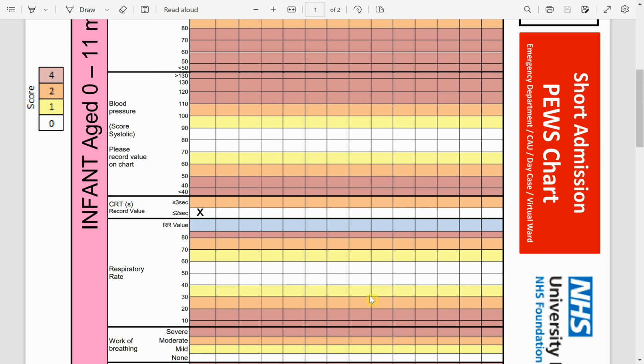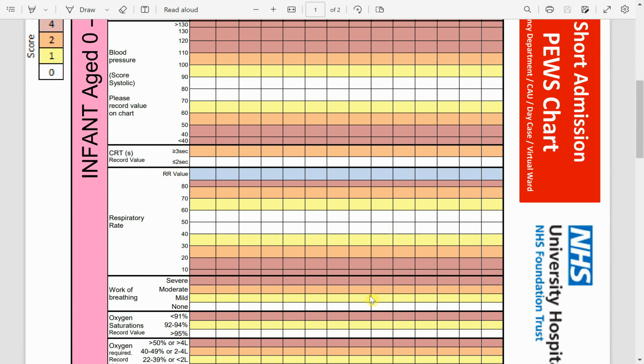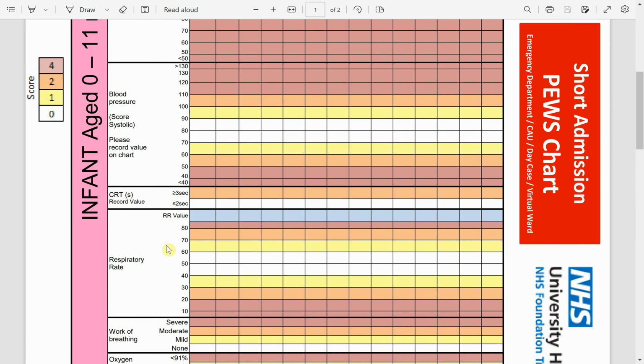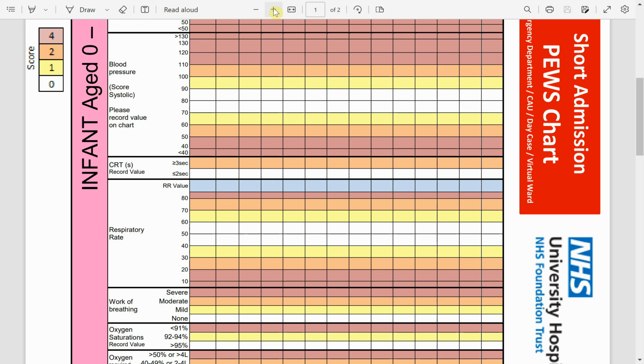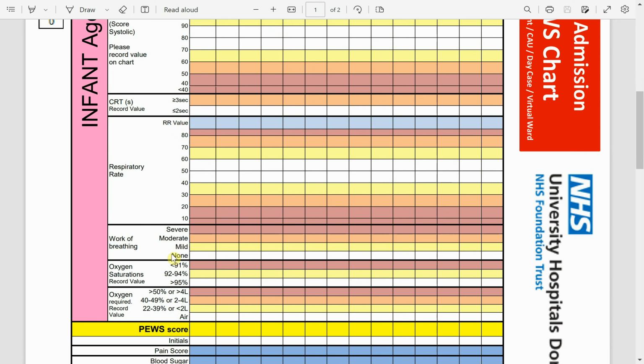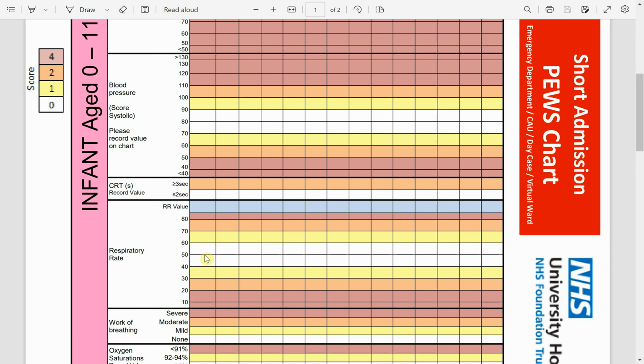Moving down to our respiratory rate, our patient has a respiratory rate of 68. If we look into our box again, we're going to plot it just below the line of 70, but that is in the yellow box. That's not borderline, that is yellow. So that's another score of 1. Let's move on to our work of breathing box. That's categorised as nothing, mild, moderate or severe. Our patient has a tracheal tug and recession, and from my nursing intuition and observation, I would class that as being moderate. That's going to score us a 2.